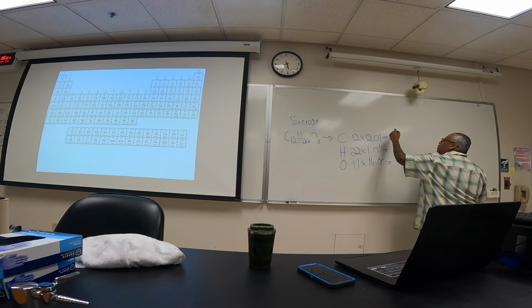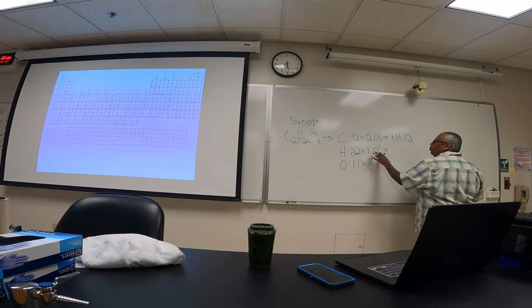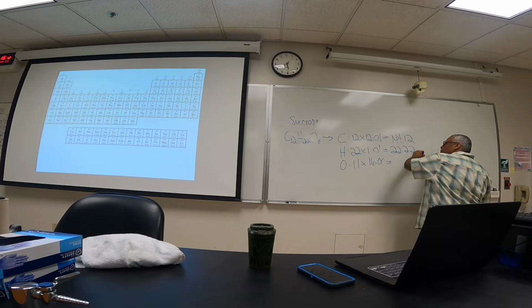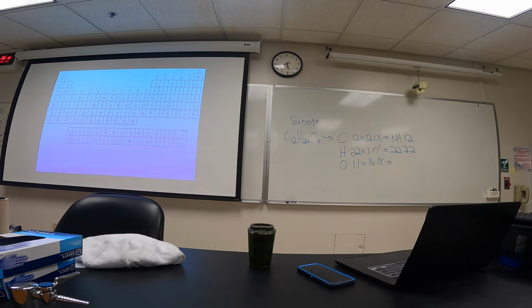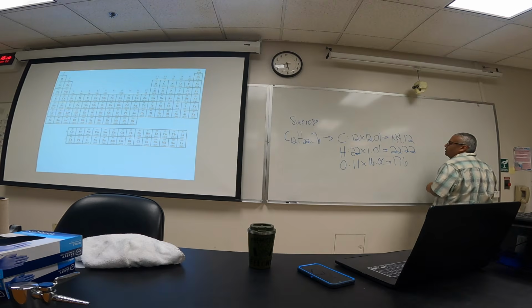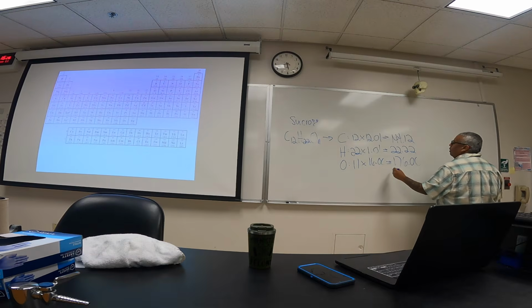12 times 12.01, anybody do this in their head? 144.12. 22 times 1.01 is 22.22. 11 times 16, what's 11 times 16, anybody? 176, thank you. So 176. Should I leave it as 176? All right, we're going to put 176.00.